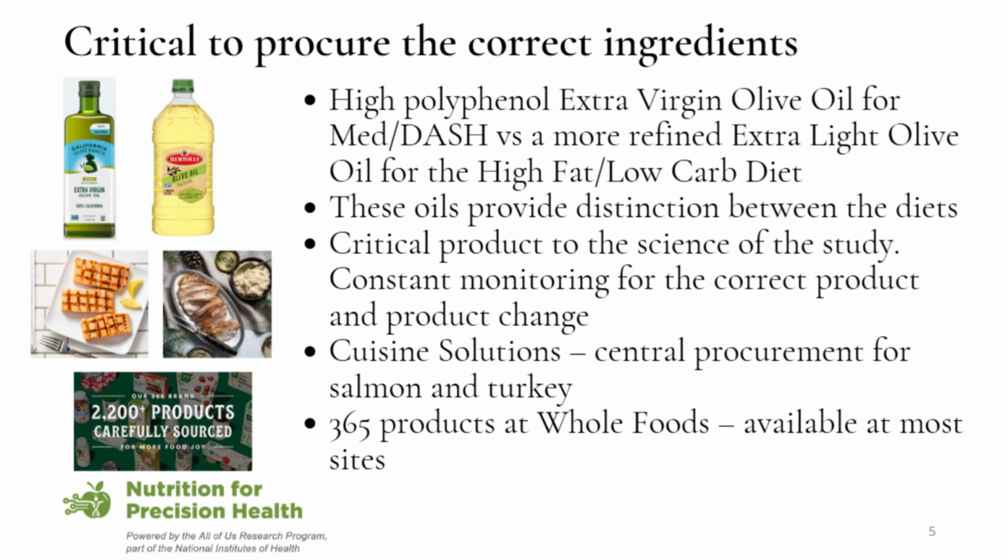It's critical to procure the correct ingredients that help us to show some distinction between the diets. For instance, we were able to procure a high polyphenol extra virgin olive oil for a Mediterranean DASH type diet versus a more refined extra light olive oil for a high fat, low carb diet. These will help us to provide the distinction that we need. And that is a critical product to the science of the study, and will require constant monitoring for changes in any of the products.